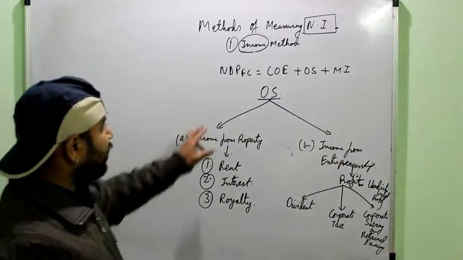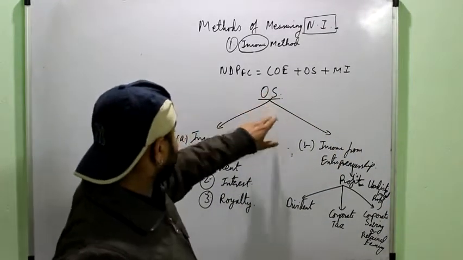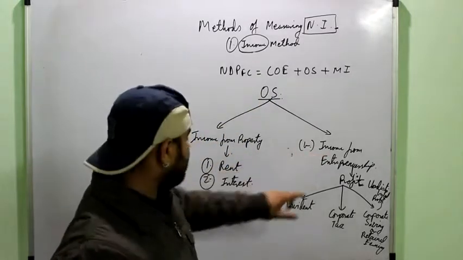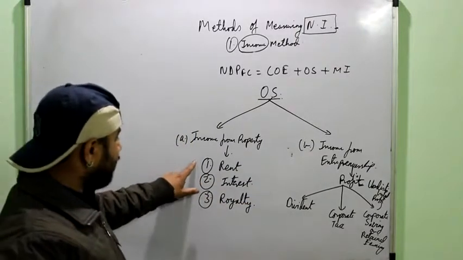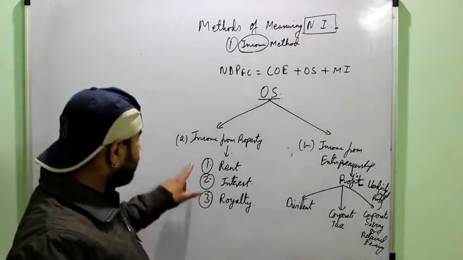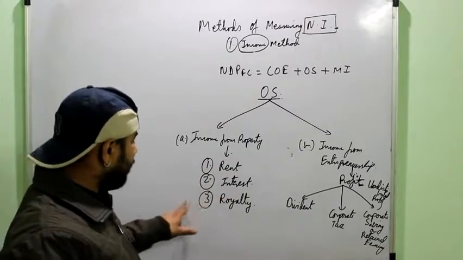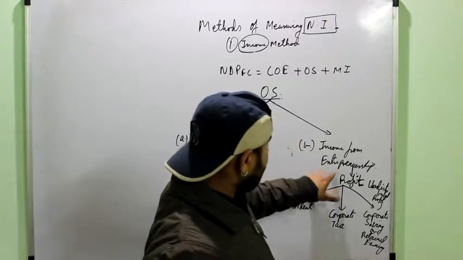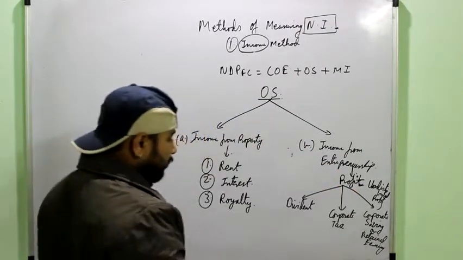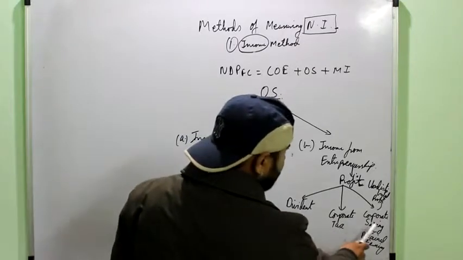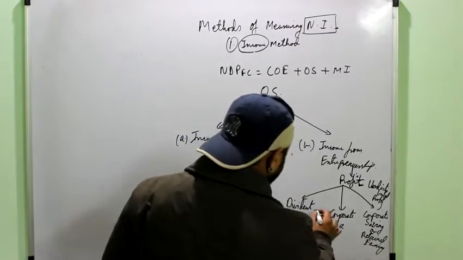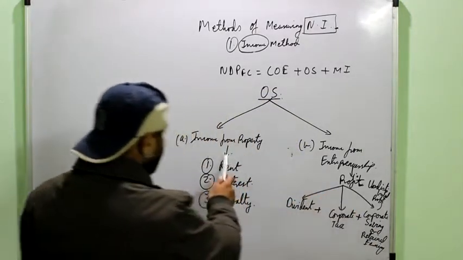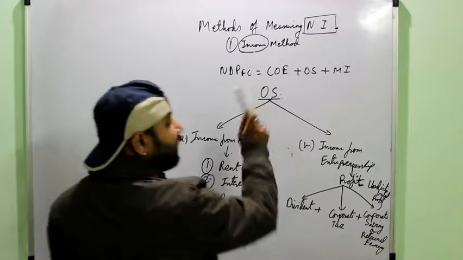Just understand that OS, or operating surplus, is divided into two parts, that is income from property and income from entrepreneurship. Income from property contains rent, interest and royalty. That is income from land, income from capital and income from your creations, that is royalty. Then entrepreneurship income contains profit. Profit is divided into three parts: dividend, corporate tax and corporate saving. It means if you add these three, you will get the profit. And when you add profit and rent, interest and royalty, then you will get OS.